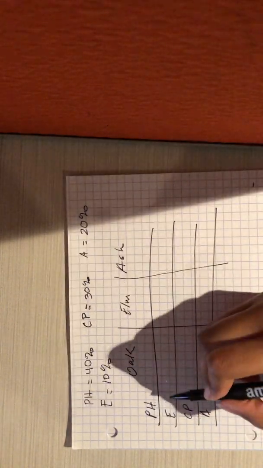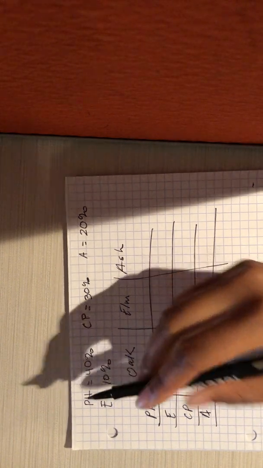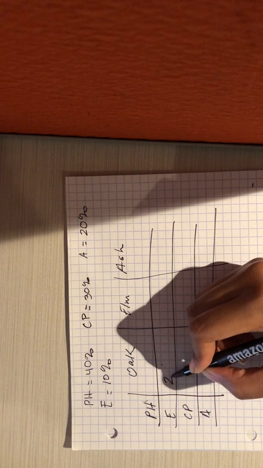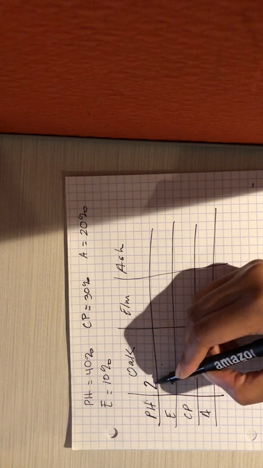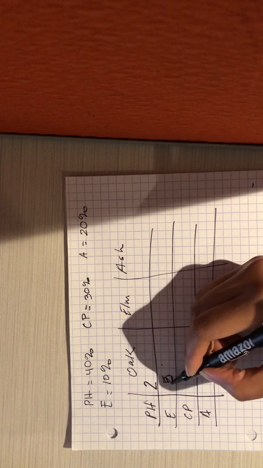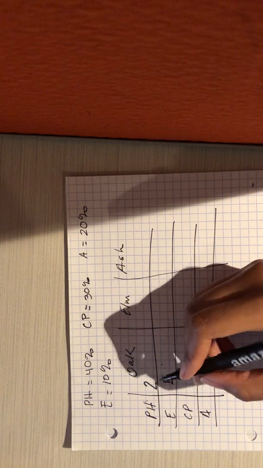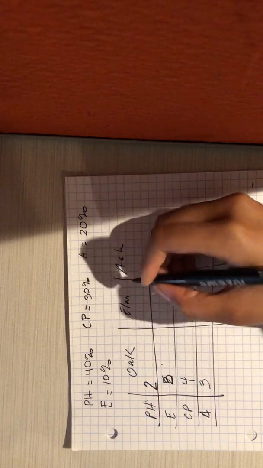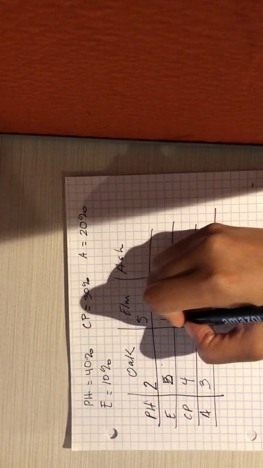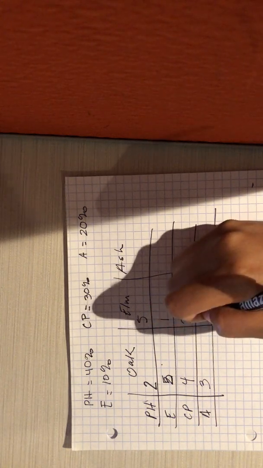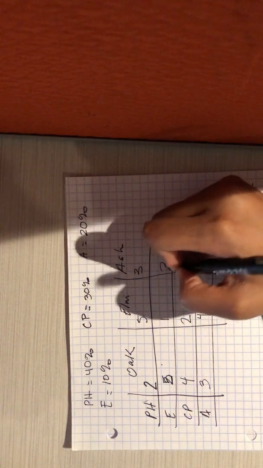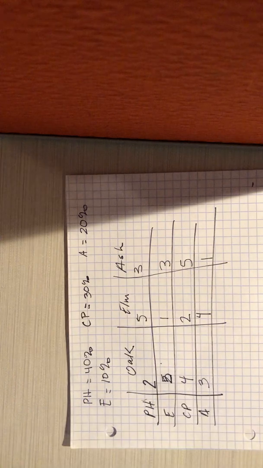For pH, I'll call it, Oak received a 2. For CP, or customer parking, it received a 5. For A, or appearance, it received a 4. And for ease of expansion, it received a 3. I'll just go ahead and plug in the rest of the values for Elm. That's 5, 1, 2, and 4. And for Ash, 3, 3, 5, 1. So these are the values we were given for this problem.